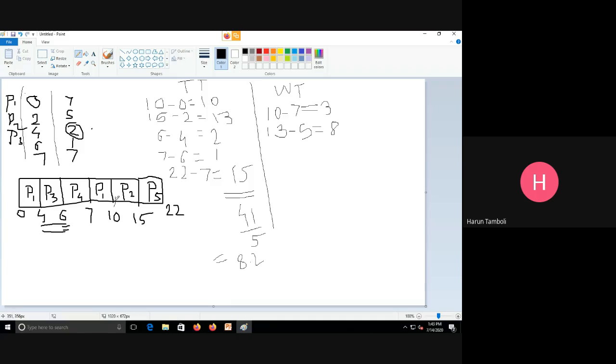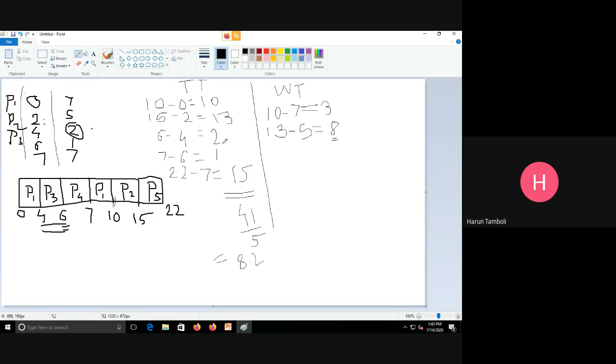Okay, P2 has started at 10 seconds. Before that it did not get the CPU, and its arrival is at 2 seconds, so until then it has to wait. So it is 8: 10 minus 2 is again 8. Likewise, turnaround time minus burst time also gives the same result.